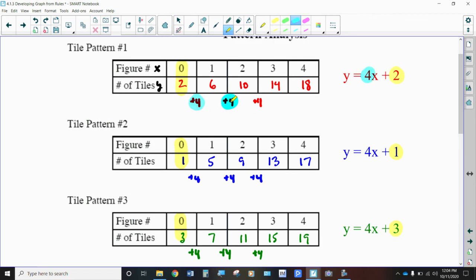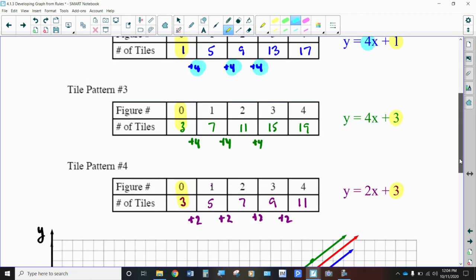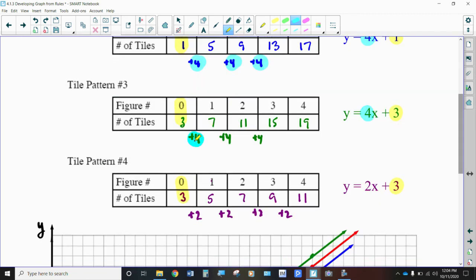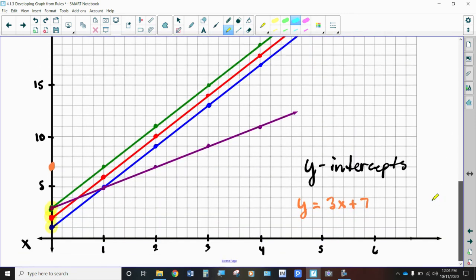That's what the counting sequence here is for your number of tiles. The growth rate is 4. That's what the counting sequence is for your number of tiles. The growth rate is 4. Counting sequence, counting by 4s. And this one is 2. It's counting by 2s. So how do you see this showing up in the graph?